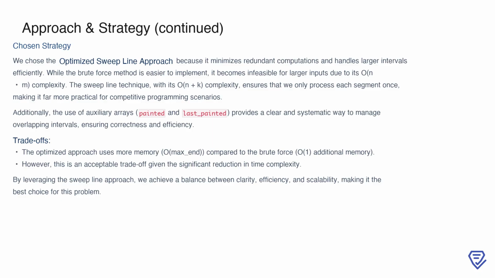In contrast, the sweep line approach, with its O(n + k) complexity, ensures that each segment is processed only once, significantly reducing the computational burden. The use of auxiliary arrays like painted and last_painted also makes it easier to manage overlapping intervals while maintaining correctness. Although the sweep line method requires additional memory, this trade-off is acceptable given the substantial reduction in runtime. Overall, the sweep line approach is a clear winner for this problem, offering a robust solution that is well suited for both accuracy and speed.